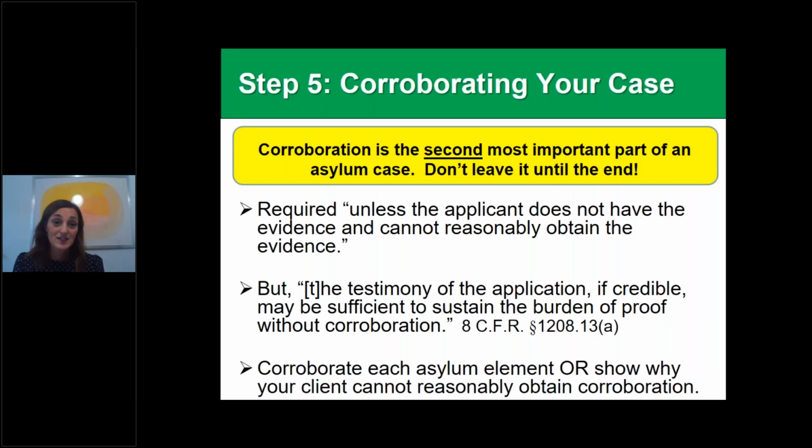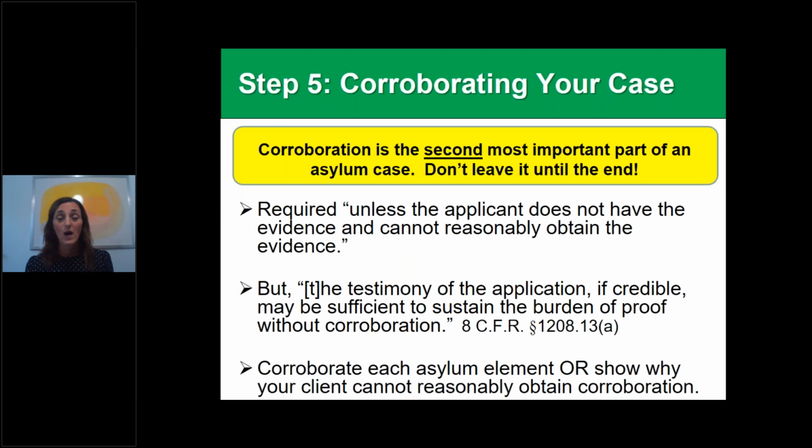So the next step, in addition to that affidavit and getting that together, will be corroborating your case. So normally, in an asylum case, the testimony of your client standing alone should be sufficient to sustain their burden of proof. But the court is going to require corroborating evidence unless your client either does not have the evidence and cannot reasonably obtain it. So, for example, let's say your client says that after they were threatened by the gangs, they went to the police and they made a police report. In that kind of an instance, the court's going to be expecting you to have that police report. If you don't have it, you're going to have to explain why not.